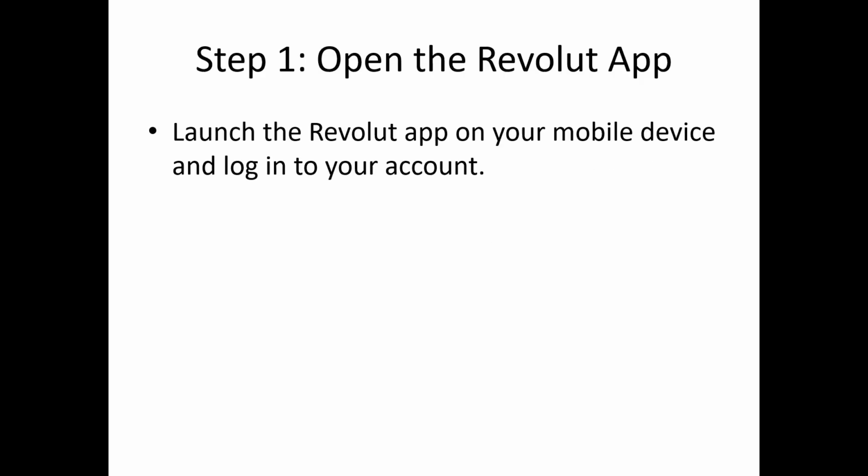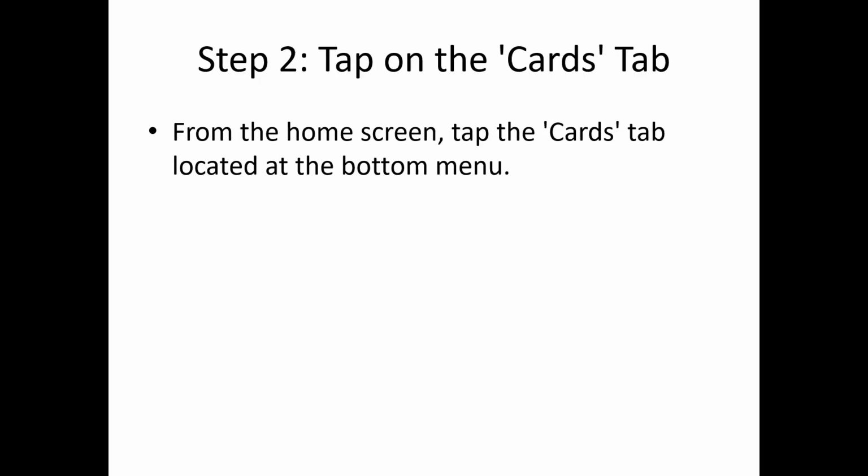Start by opening the Revolut app on your mobile device. Make sure you are logged in to your account to access your dashboard. Once you're on the home screen, tap on the Cards tab at the bottom menu. This is where all your active and available cards are managed.